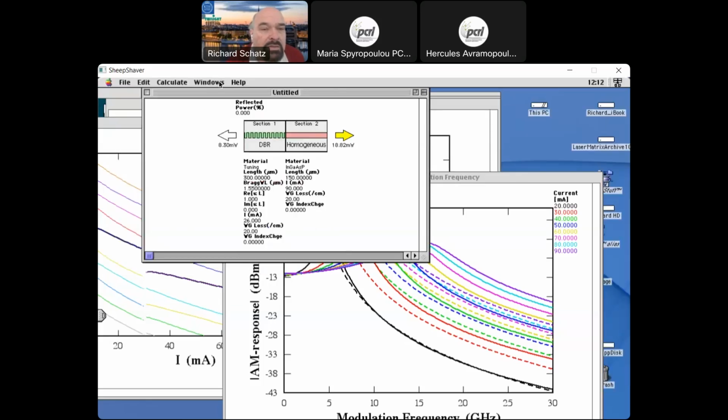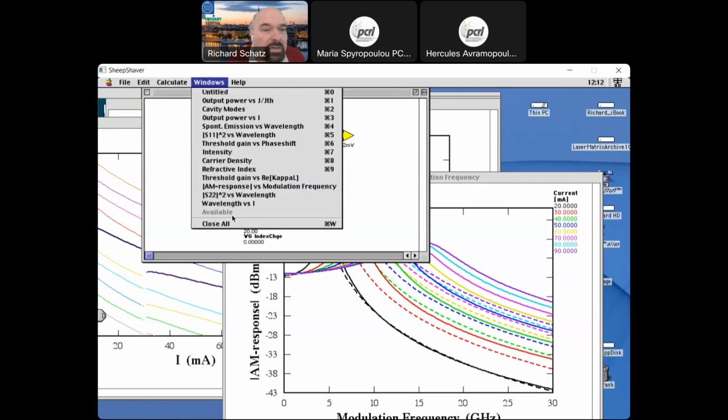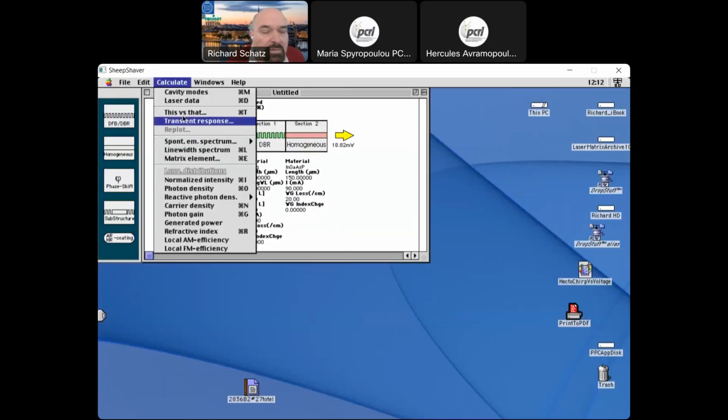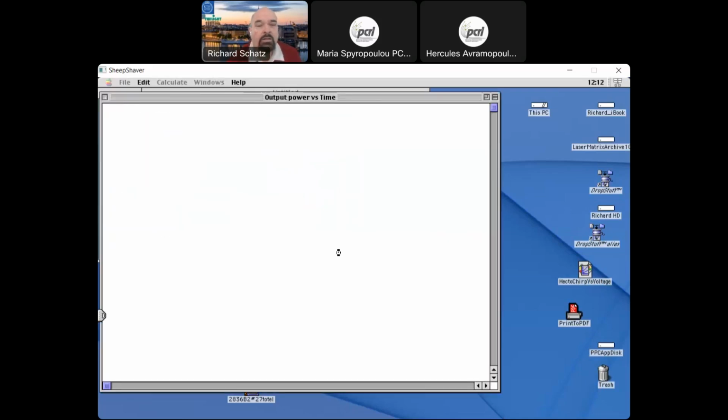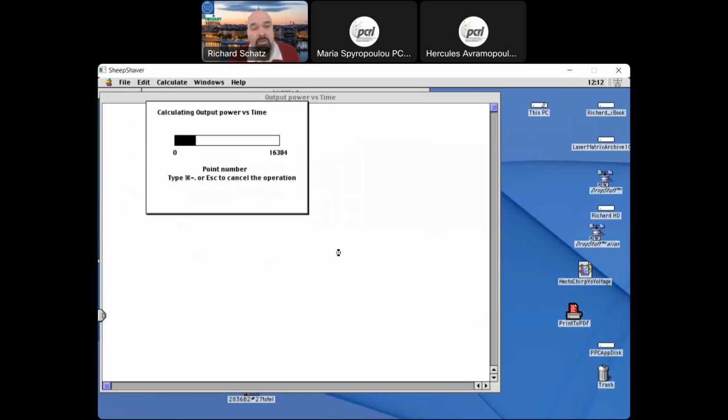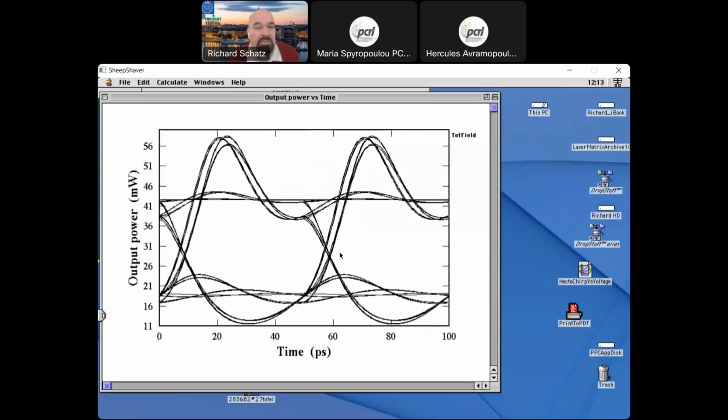Now I will close all the windows here. And now it will calculate the eye diagram of this. If you have many modes and also include spatial hole burning, it can take some time to do this calculation, especially if you want to calculate many bits. But here you now see the eye diagram of this laser, and you see it works quite well at 20 gigabaud, probably also at 30 gigabaud. It would work well. And that is the end of this simulation.